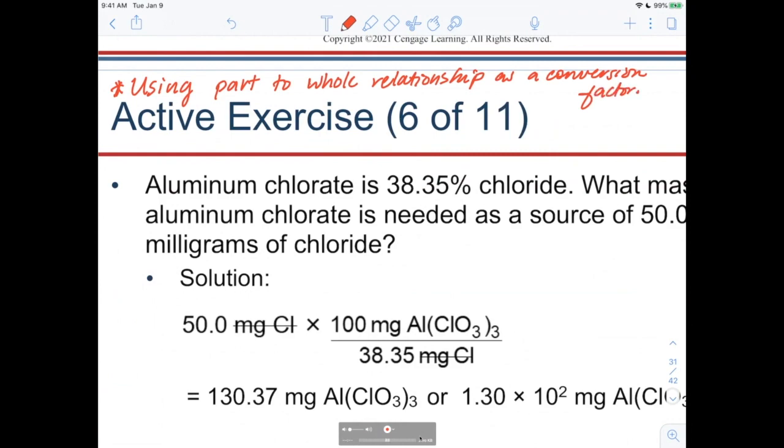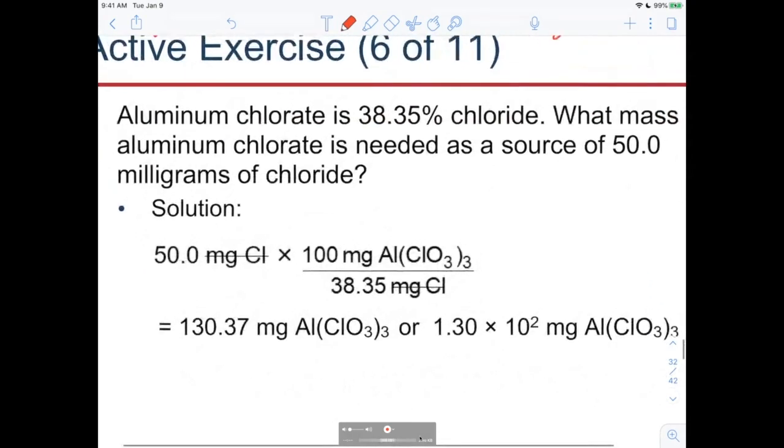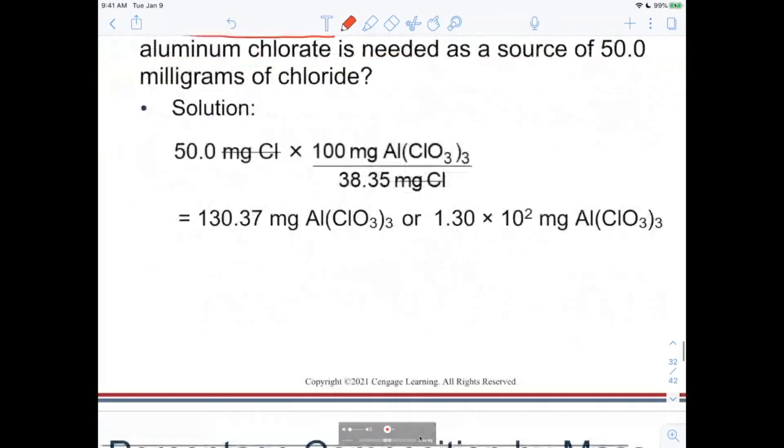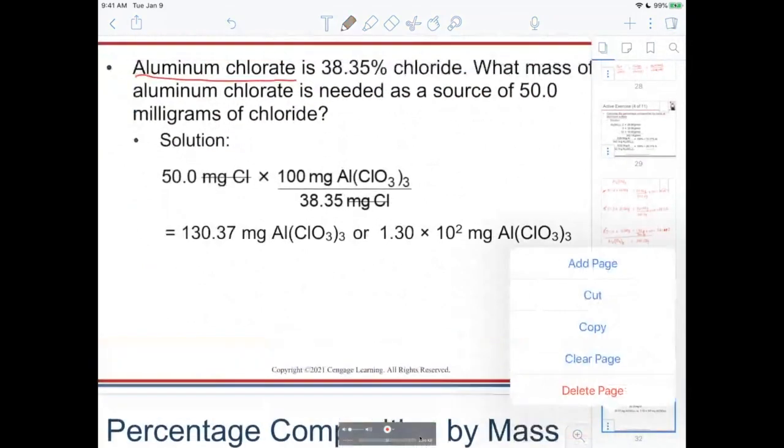Okay, let me tell you something about chemists that I've realized. This is a group I'm part of. If they can use any kind of relationship that can be written as a ratio as a conversion factor, they will. They use relationships to convert from one form to another. So the part to whole relationship is usually written as a ratio. So if it's a ratio, it can easily become a conversion factor. So here we're looking at aluminum chlorate. So the assumption here is you have the formula for aluminum chlorate.